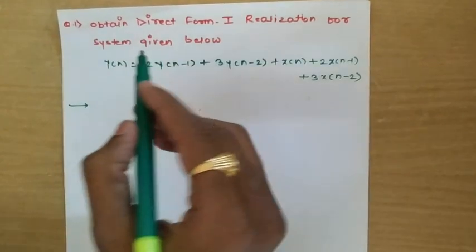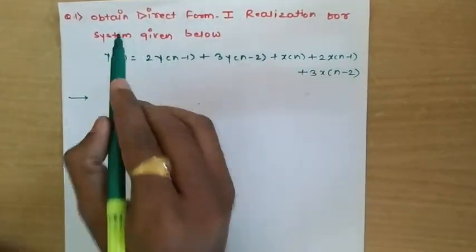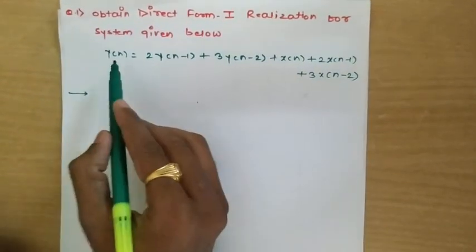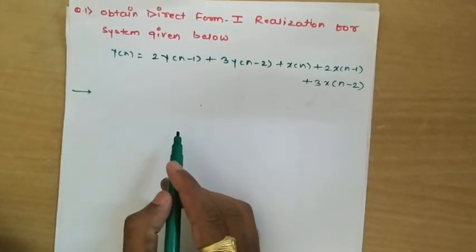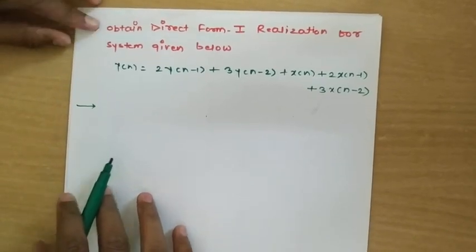Let us consider the first example on this. Obtain direct form 1 realization for the system given below. Now here it is a difference equation with the terms like y of n, n minus 1, n minus 2, and x of n minus 1, x of n minus 2. Now the process is simple. First we'll go with the traditional method.